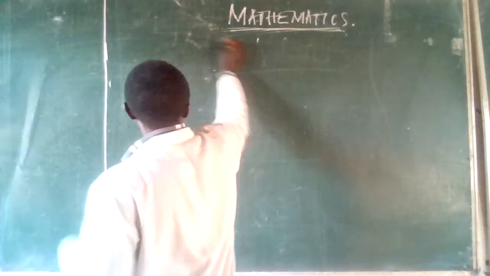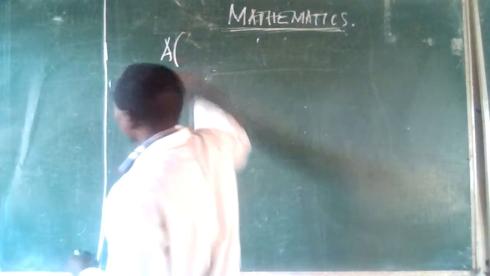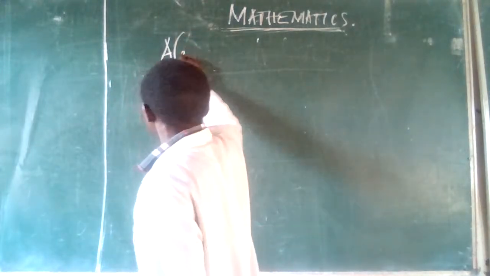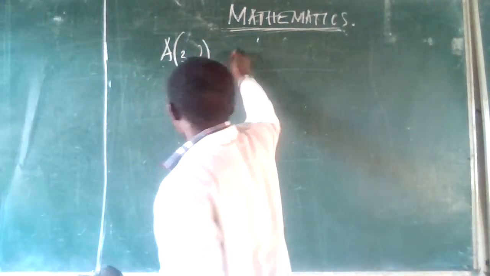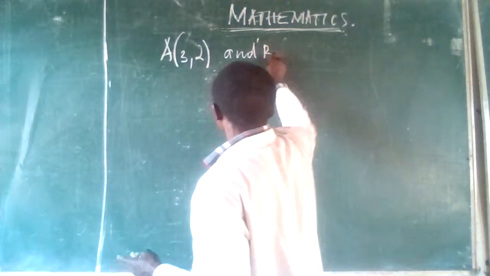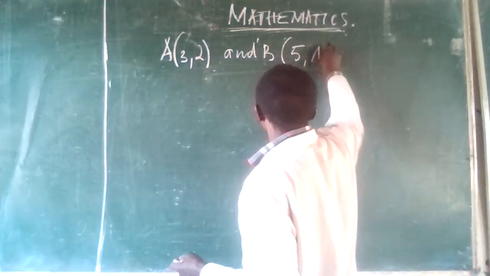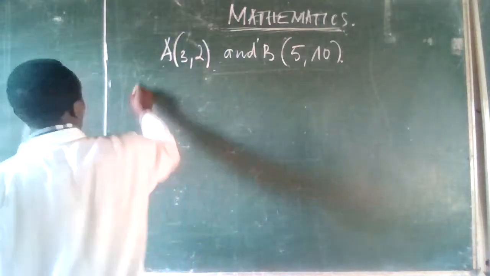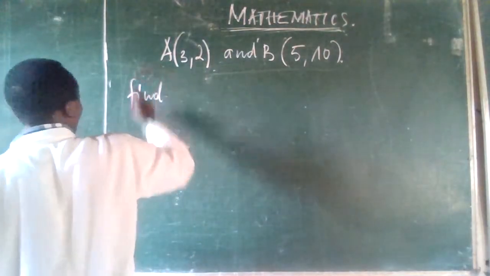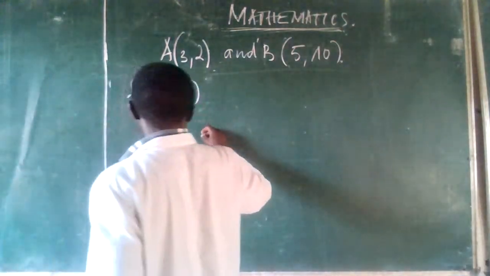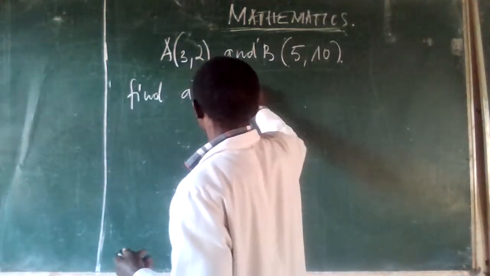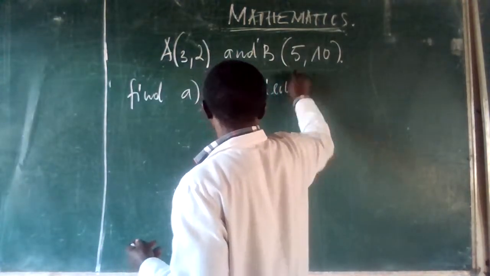So let's have a point A. It is, for example, (3, 2), and B is (5, 10). Some question. I've asked you to find, for A, the gradient.